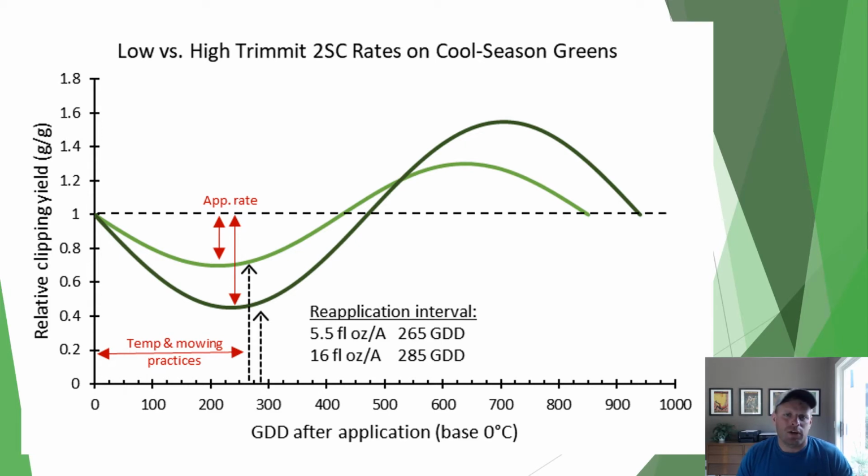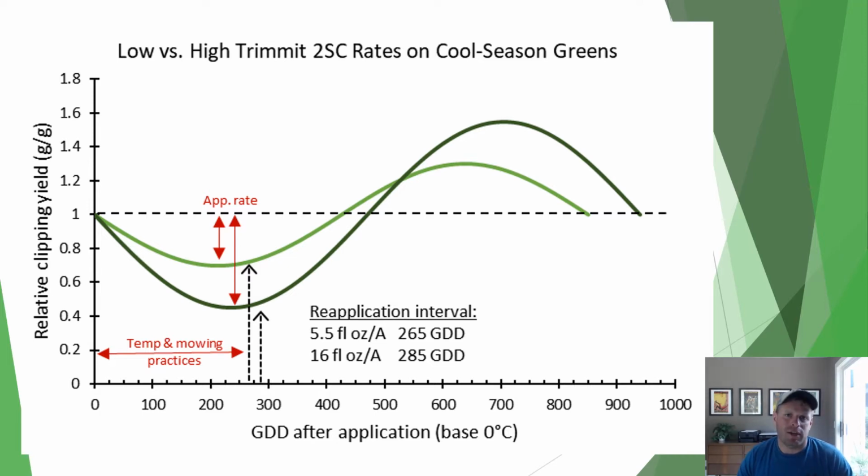So when you put down a growth regulator, there's a couple things that we see. This is growing degree days after we applied, in this case, Trimmit at either the low rate or the high label rate, 5.5 or 16 ounces per acre, on a bentgrass green. Just focus on the two green lines now. The light green line shows the growth response if we did the low rate. The dark green line shows the growth response if you have the high rate.